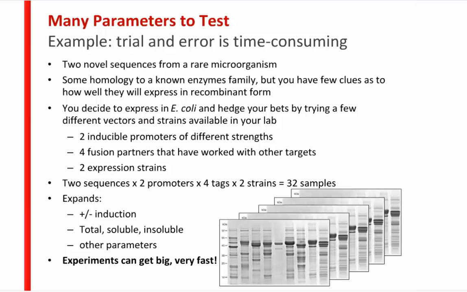So basically, she's just describing an experiment where it's multiple parameters, and you have 2 sequences and 2 promoters and 4 tags and 2 strains when you're trying to evaluate proper expression conditions. So it can rack up to be around 32 samples. And this does not include the different samples, for with and without induction, your total and soluble and insoluble parameters or samples, and other parameters. So really the message here is that the experiments can get big very quickly.